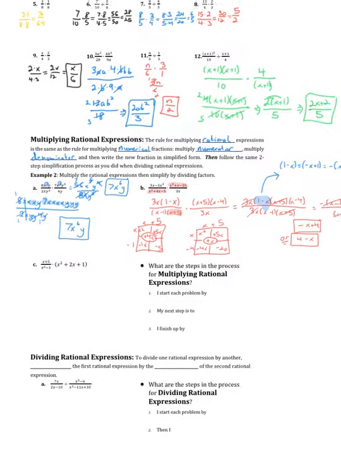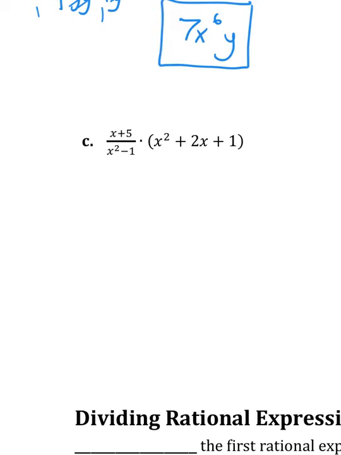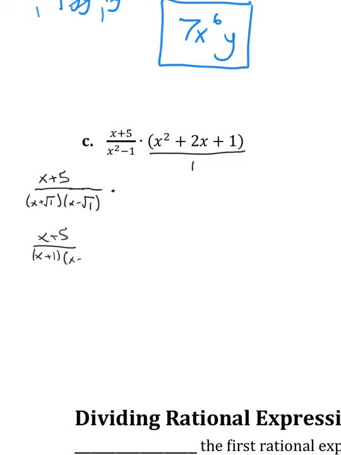All right, looking at the last problem here, part C. x plus 5 over x squared minus 1. And then the second part was x squared plus 2x plus 1. Think about that as being over 1, and that might help you realize how we want to write this. x squared minus 1, that's a difference of squares problem. So I'm going to write that as x plus square root 1, x minus square root 1. The square root of 1 is just 1, so that works out nicely for us.